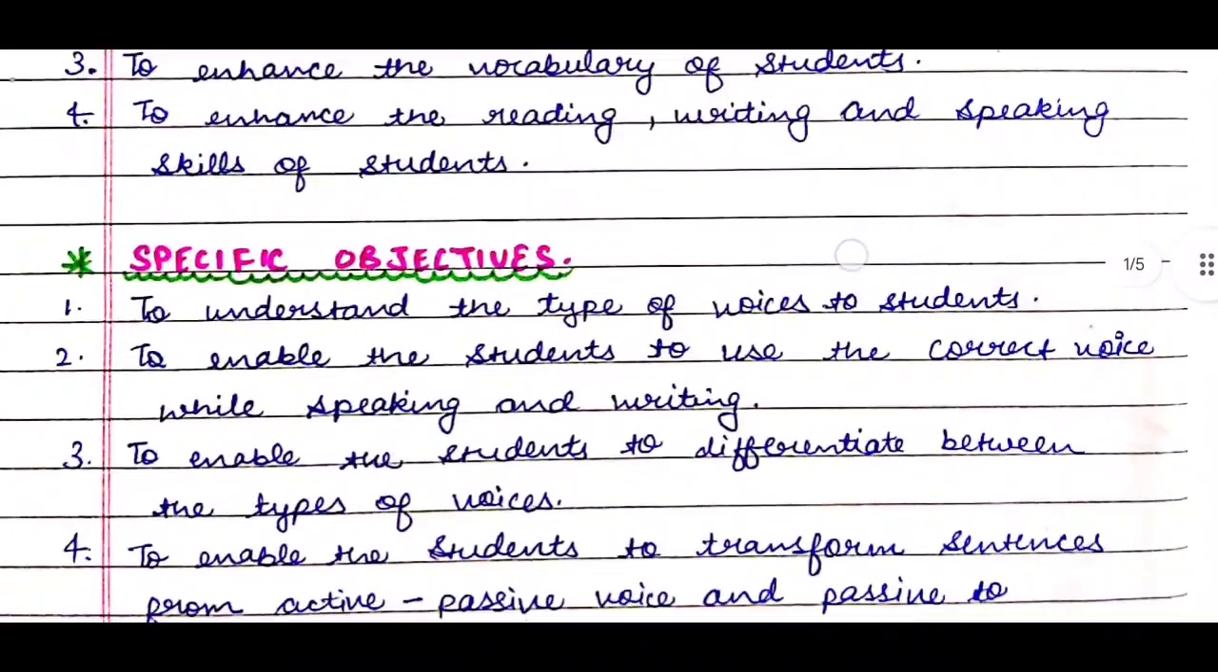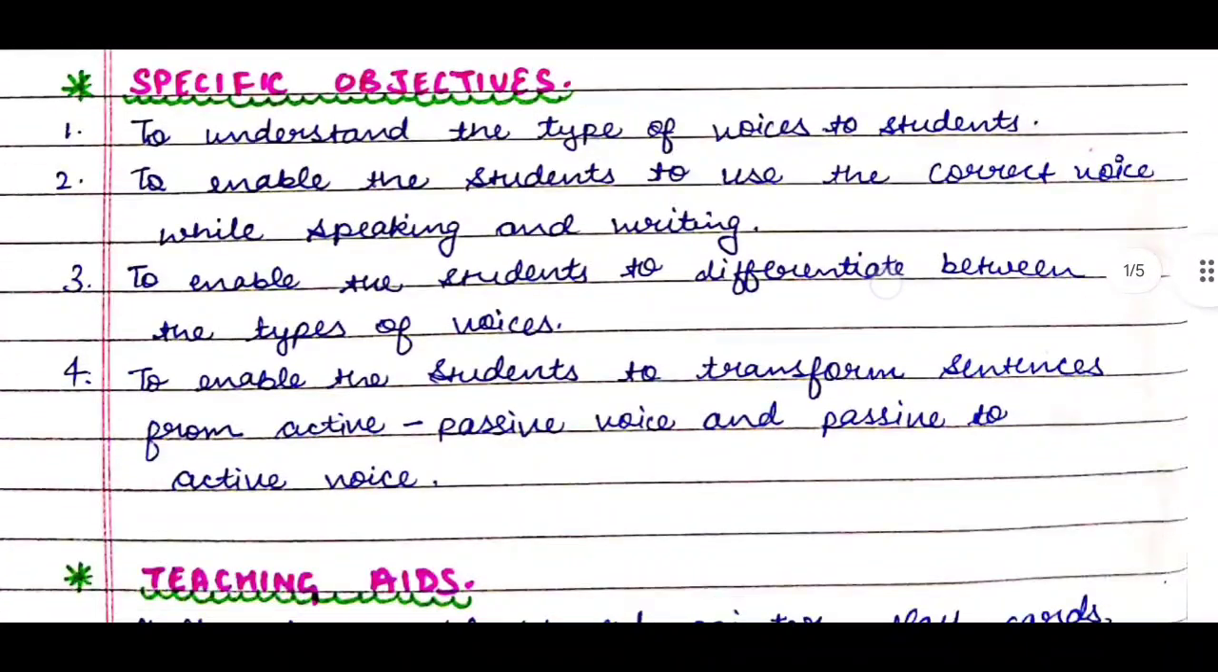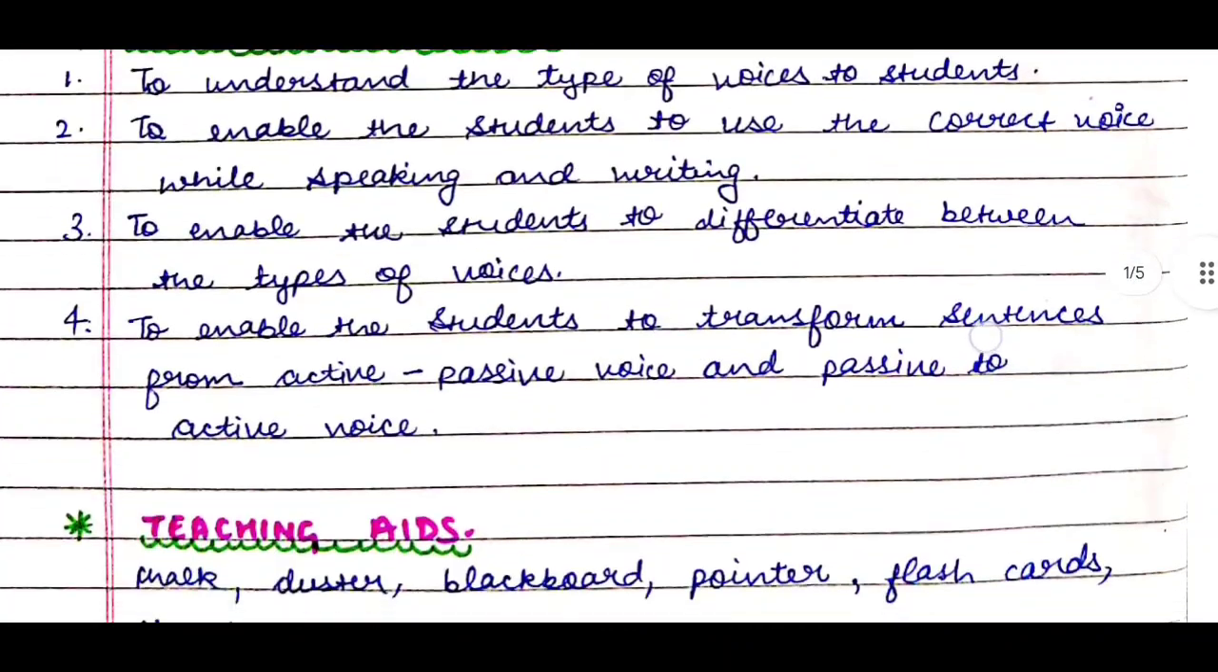After you have written this, we write specific objectives. That is our next heading in our lesson plan. So here we write the objectives that are related to the topic that we are going to teach, okay? First is to understand the types of voices to students. Second, to enable the students to use the correct voice while speaking and writing. Third, to enable the students to differentiate between the types of voices. Fourth, to enable the students to transform sentences from active to passive voice and from passive to active voice.